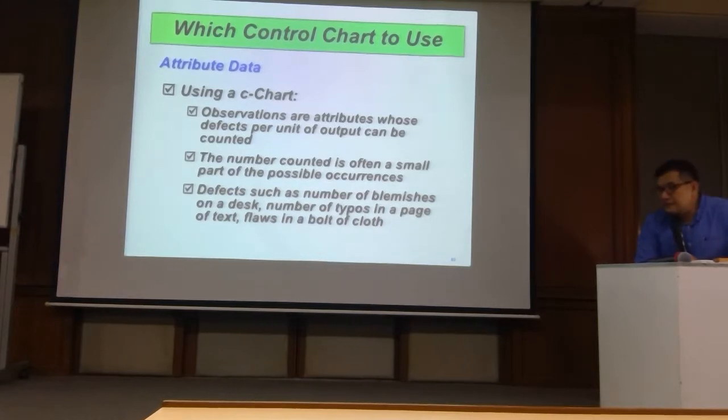So you're just counting the number of defects per unit. You are not calculating the fraction. Okay, so this is the P and C that you need to be careful about.